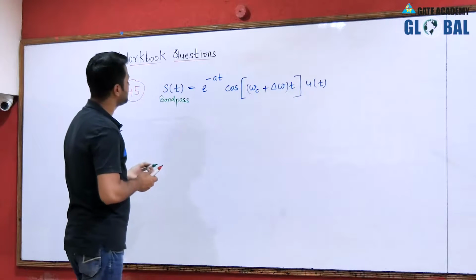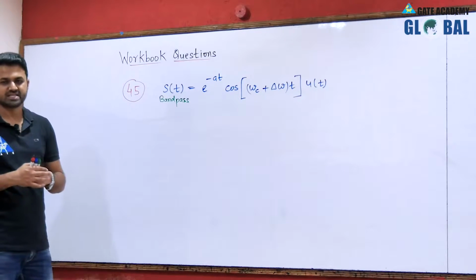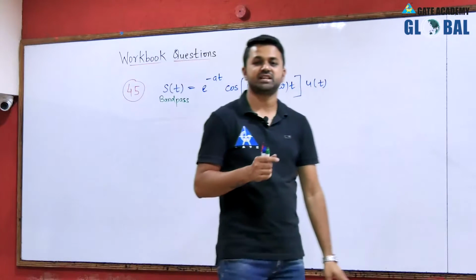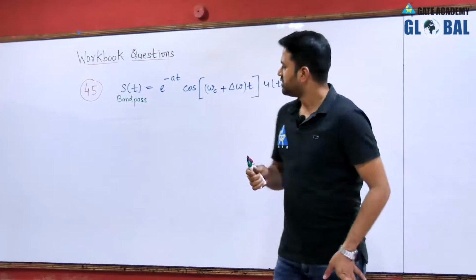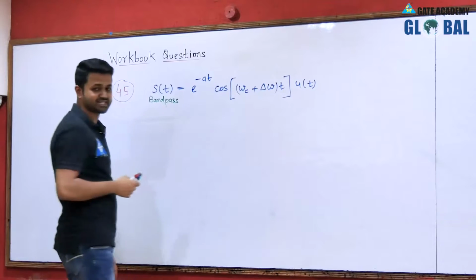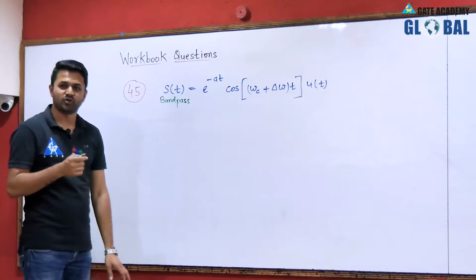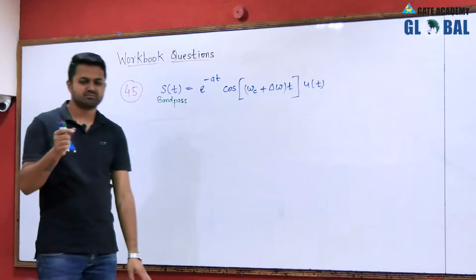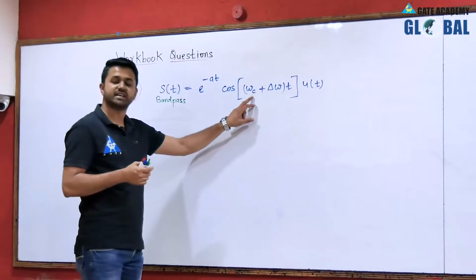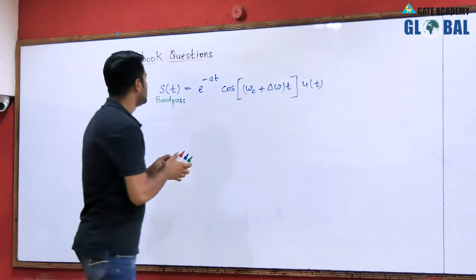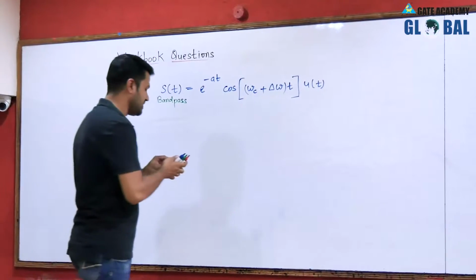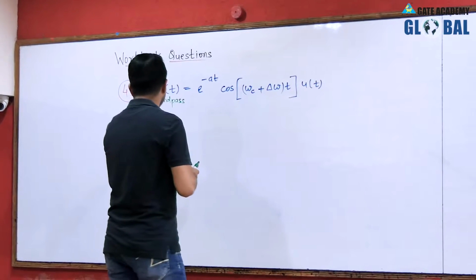So if it is a band pass signal, then from the concept of complex envelope, we know that any band pass signal can be represented in terms of complex envelope. Let's represent this band pass signal in the form of complex envelope. Because this is a modulated signal, there should be some carrier frequency, and the carrier frequency here is omega c.